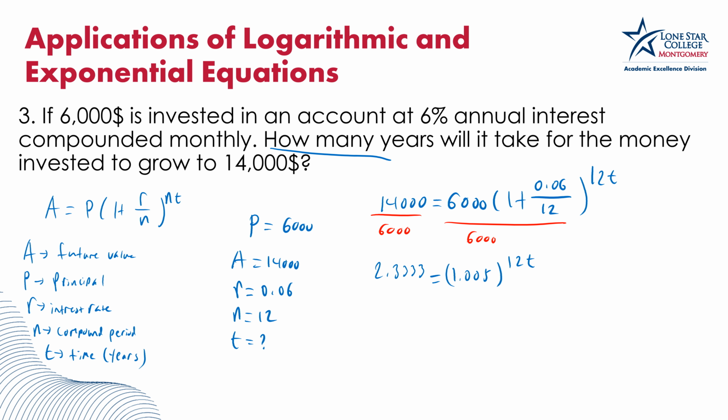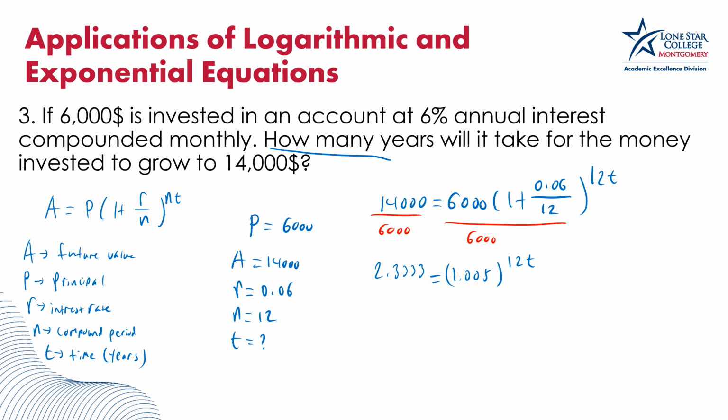So now, to solve for t, our t isn't actually in the exponent. So we need to bring it down somehow. We can bring it down by using logs. Any type of log would be good. So let's say we just use natural log, as we did before. So let's apply a natural log on both sides.